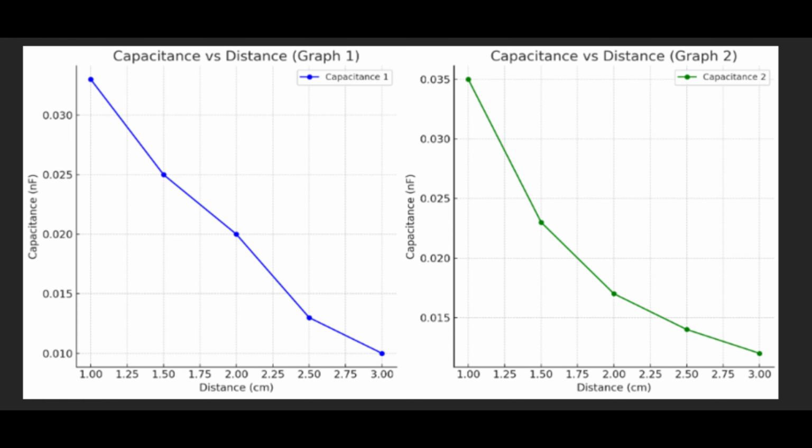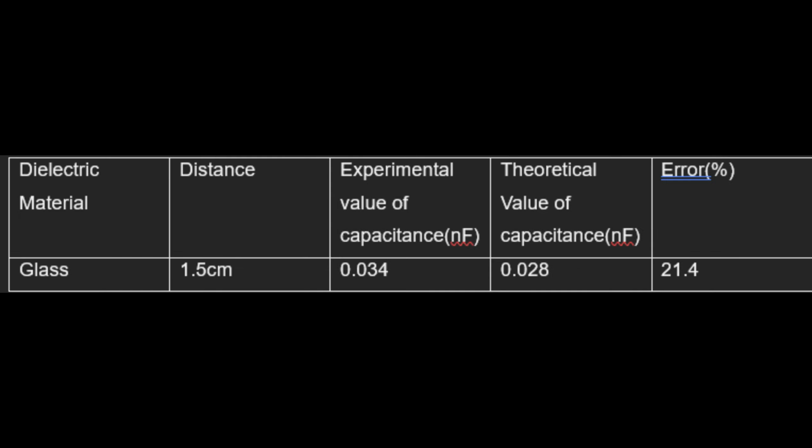The graph illustrates that when distance is increasing, capacitance value is decreasing. The first graph is my experimental results, and the second one is for the theoretical results. You can see the values for putting the electrical material between the capacitor plates, and you can also see the error percentage.